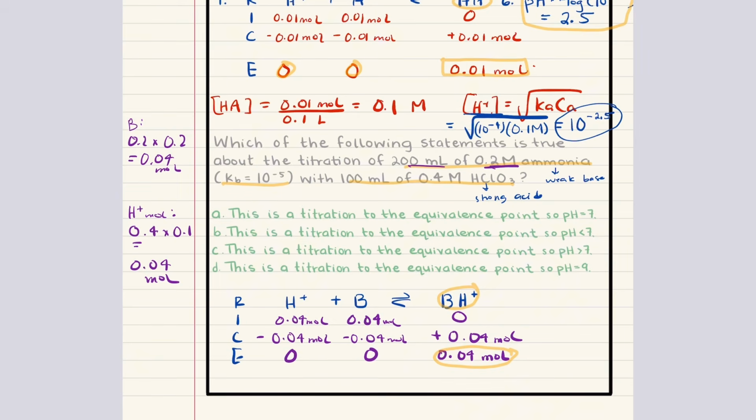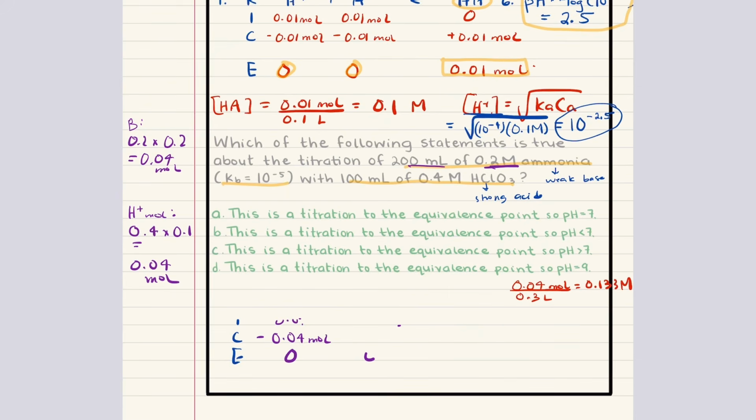We can take that and divide by the total volume, which is 0.3 liters, to get the concentration of our conjugate acid, which is essentially ammonium. That is equal to 0.133 molar. Now we can move into step 5. At equivalence for a strong acid plus a weak base, the beaker is only going to contain that weak acid, so ammonium only. Therefore, the pH at equivalence is going to be below 7.